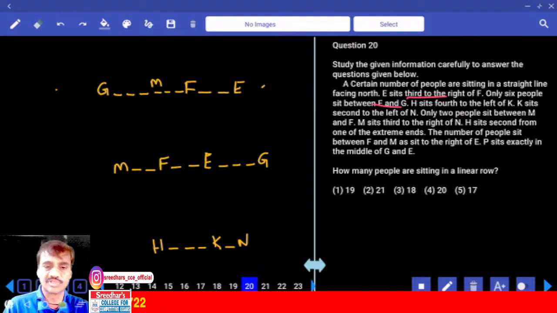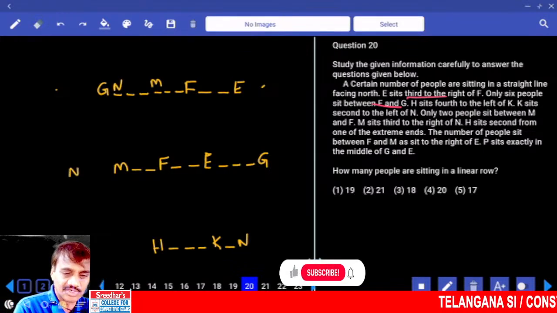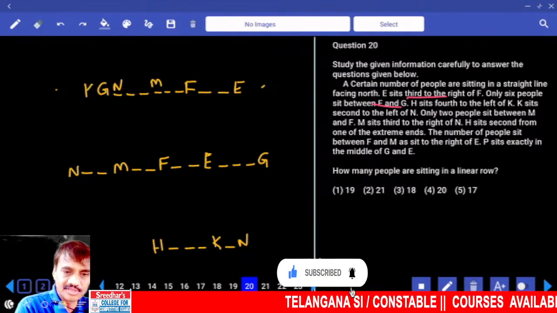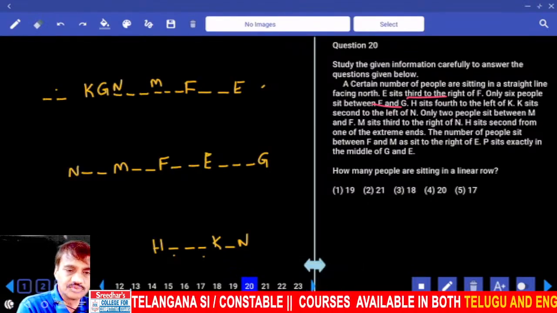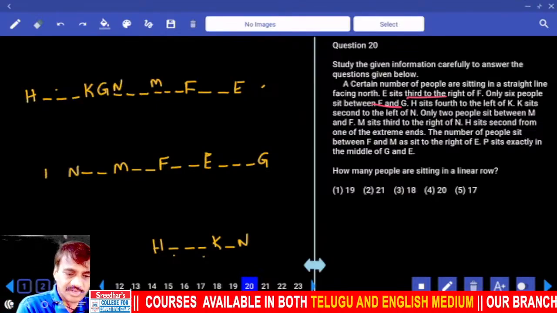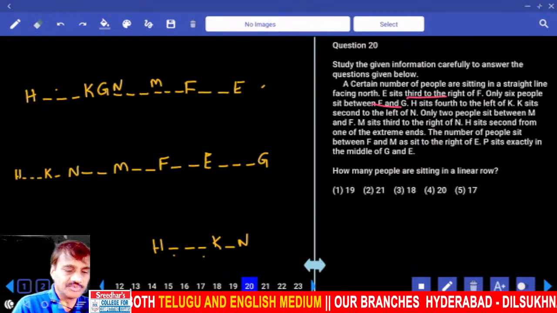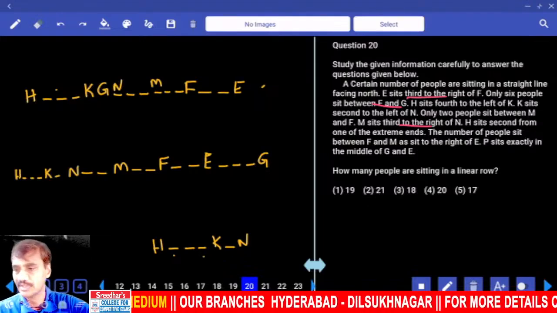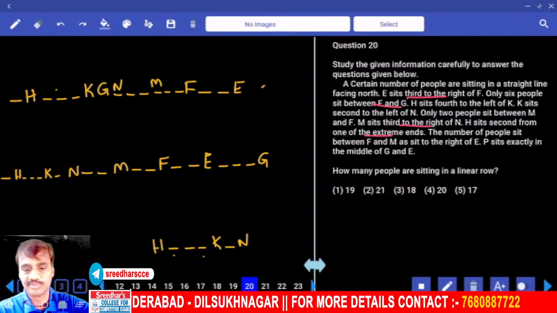Then M sits out to the right of N. M is seated out to the right of N, N is here. If N is here, then N and K, there is 1 person. Between H and K, there are 3 persons, 1, 2, 3, and H will be here. Coming back to this one, N is here, then K is here, and between H and K, 1, 2, 3, 3 people. Then M sits out to the right of N, and H is second from one of the extremes. H is seated second from one of the extremes.